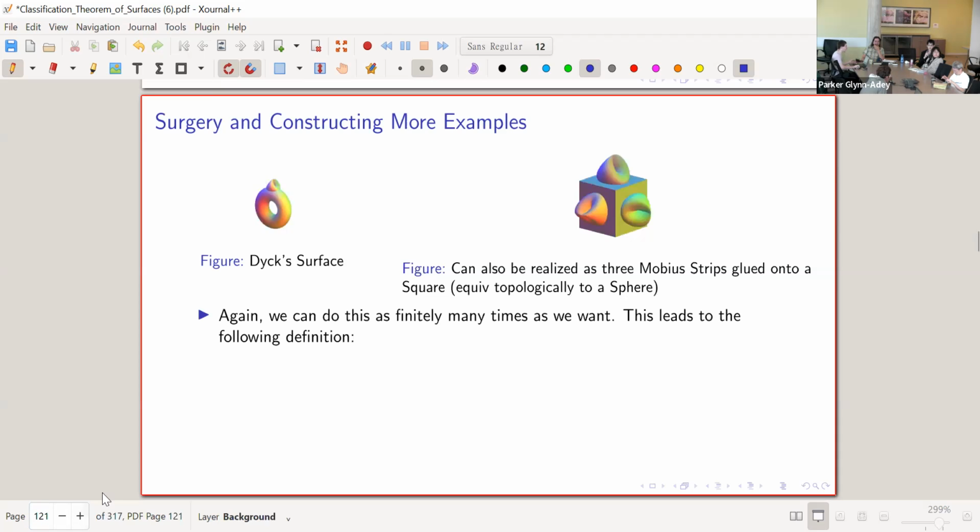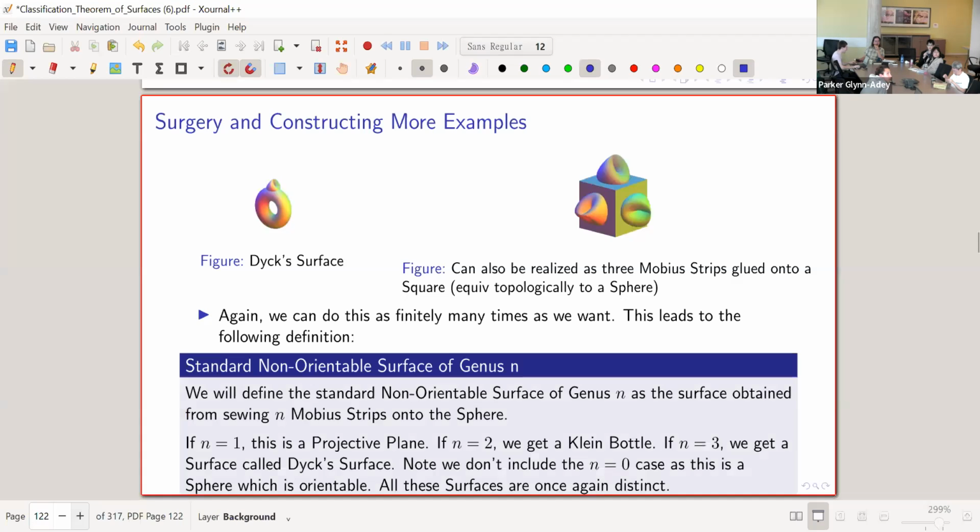So again, we can also do this finitely many times as we want. And this gives the definition of the standard non-orientable surface of genus N, which is the same idea as our standard orientable surface of genus N, except now instead of handles, we're gluing on Mobius strips.